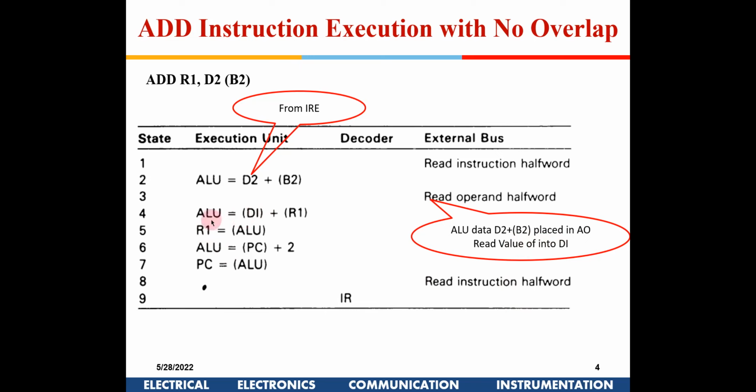Now the next step: you have the contents from that memory, which has been addressed in the earlier step. That data is available, the contents of R1 are available, and the ALU is going to add these two, right. And once it has added these two, the result is placed into R1.